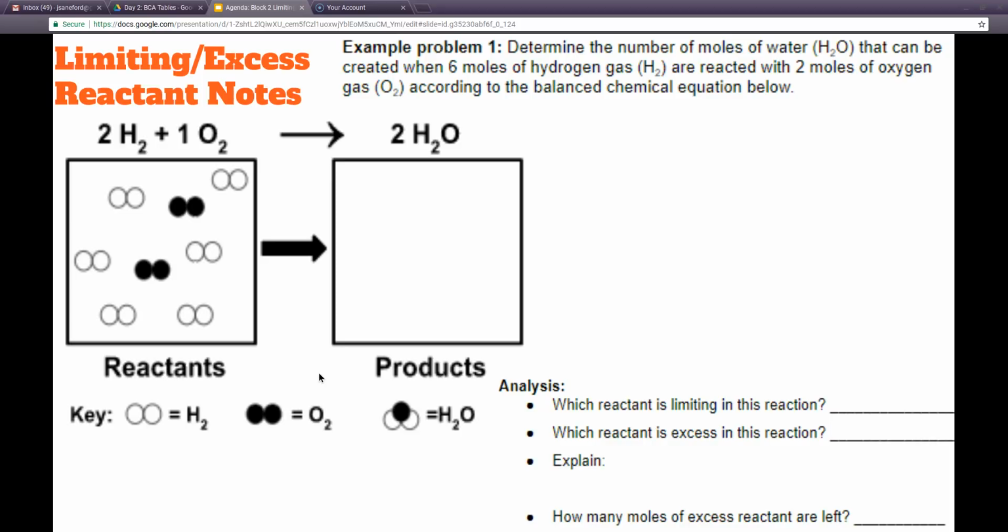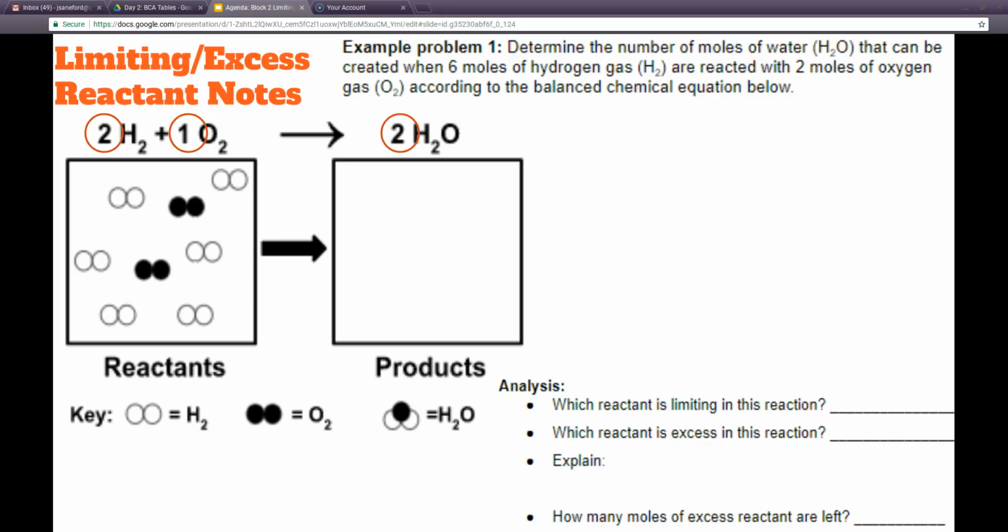We're going to determine the number of moles of water that can be created when 6 moles of hydrogen gas, which is H2, are reacted with 2 moles of oxygen gas, O2, according to the balanced chemical equation below. So you've got your balanced equation here. And what I'd like to point out are the coefficients that are on each of these compounds. So 2 for hydrogen, 1 for oxygen, and 2 for H2O.